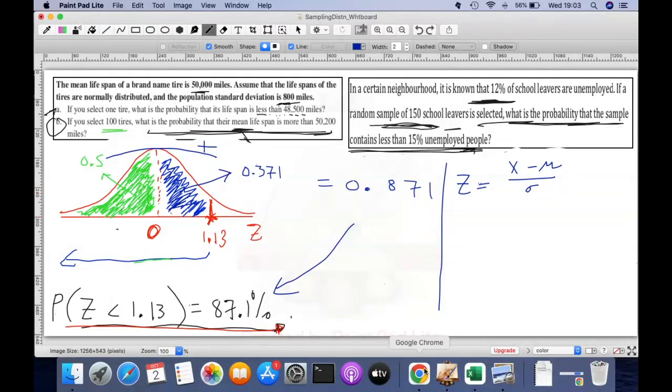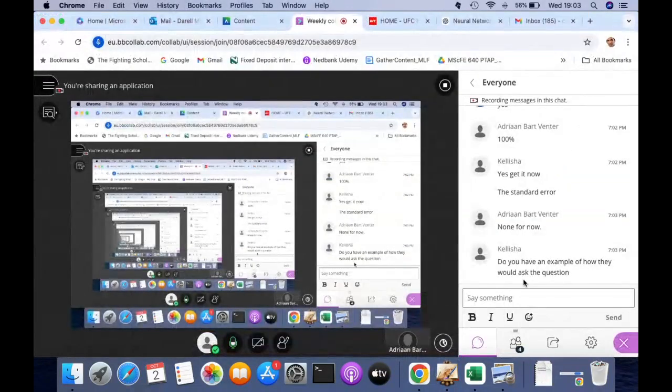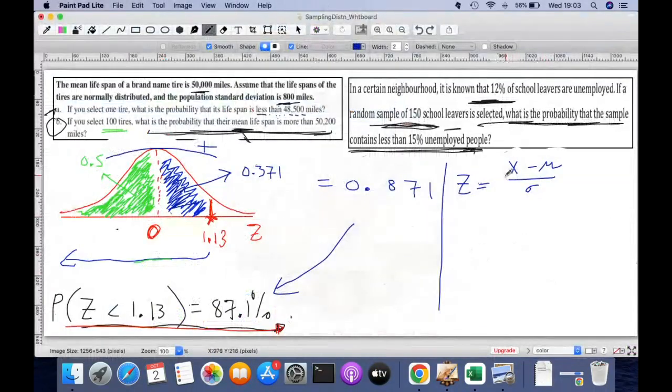Let's give an example of how they would ask the question. Look at this problem here on the right: in a certain neighborhood, and so on. After giving you all of this text, they would simply say calculate the standard error. That's as simple as it is. The question would say calculate the standard error.